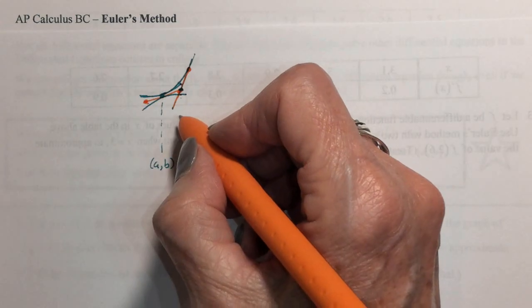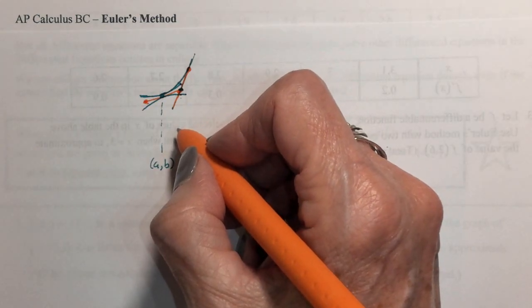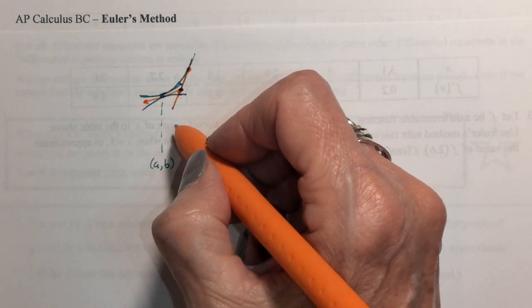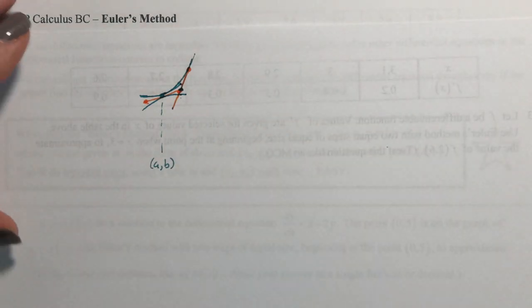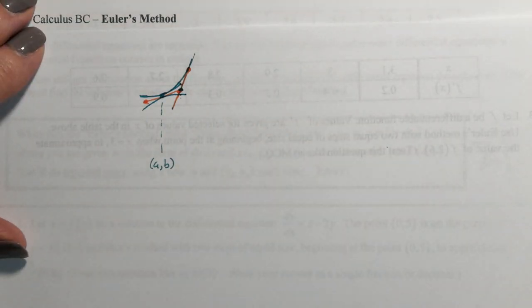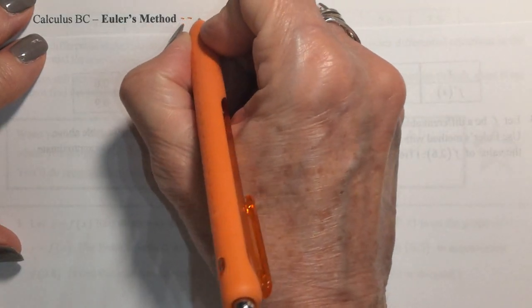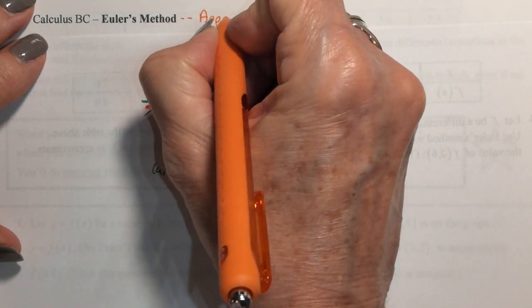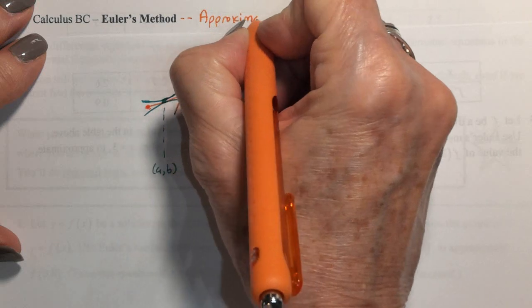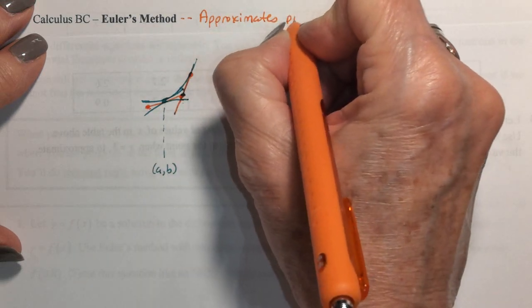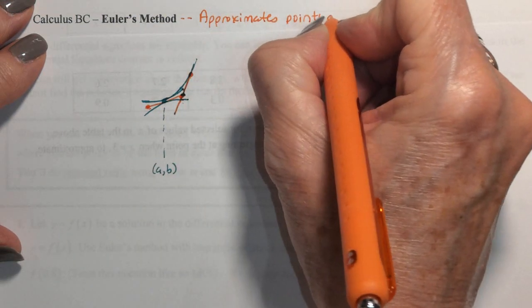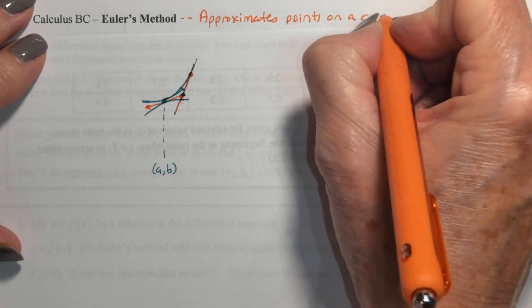Alrighty. So tangent lines, repeated tangent lines, help us to find approximate points on the curve. They are approximately points on the curve. So Euler's method is a way to approximate points on a curve, on a function.